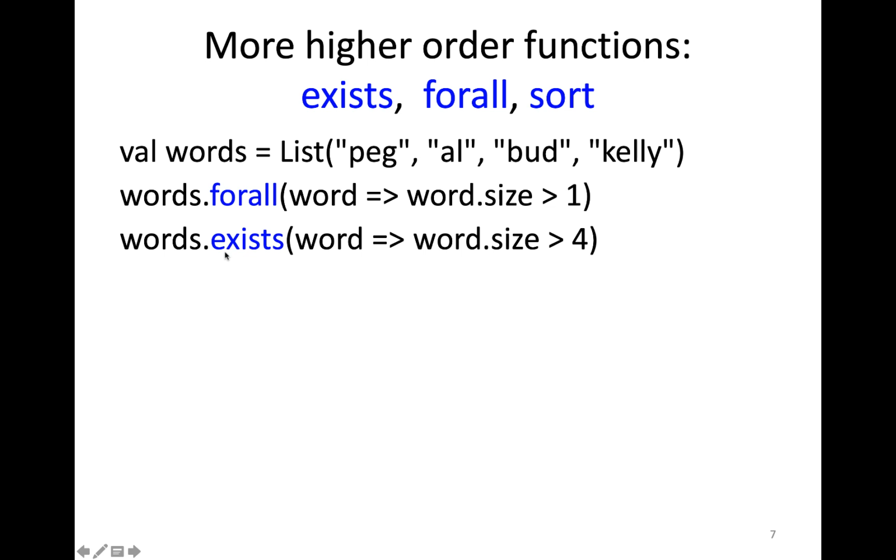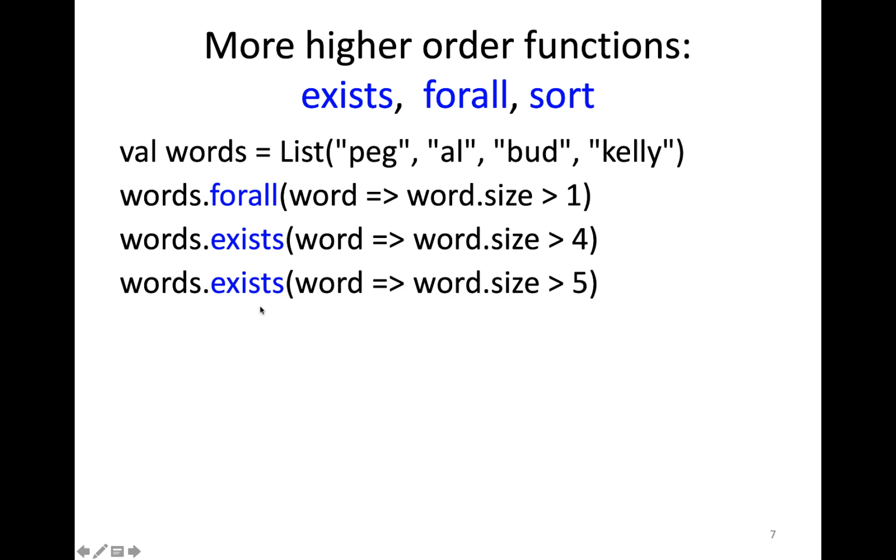On the other hand, if we use exists, this higher order function, and another anonymous function as a constraint, then exists just checks: is there at least one item in the collection which satisfies this constraint? Just one item in the collection satisfying this constraint is enough for exists to return true. And you can see the difference from forall, right? It's kind of complementary. In this case, there is one word whose size is greater than 4, so exists should return true. But if we change the constraint to word size greater than 5, there is no such word whose size is greater than 5. So in this case, exists will return false.